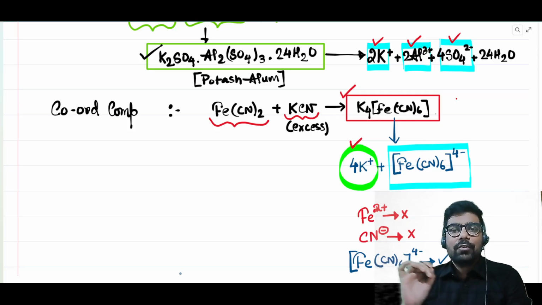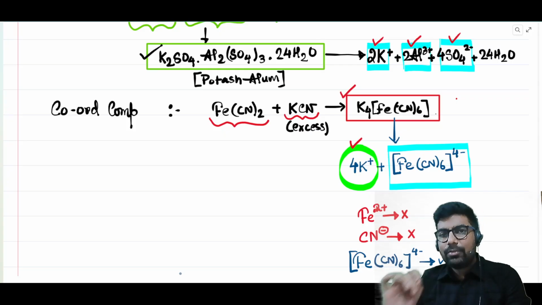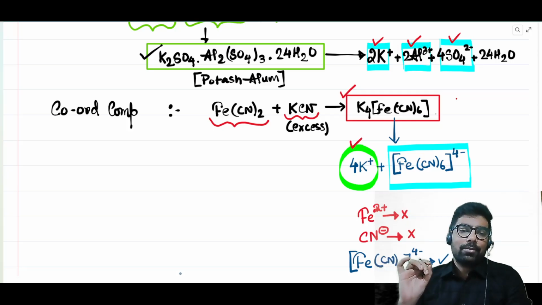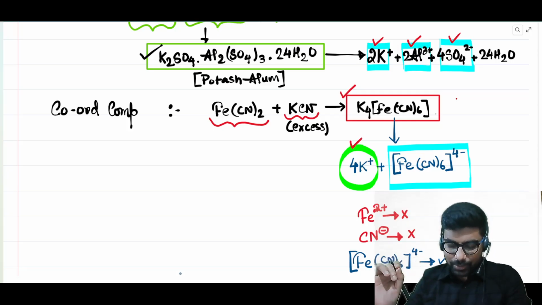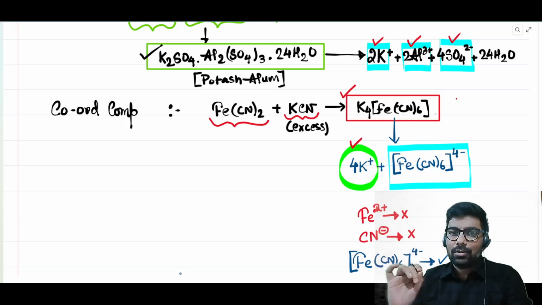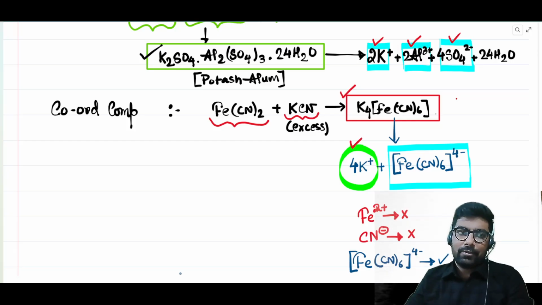Like here, if we do the test for Fe2 plus, no positive result will be there. If we do the test for CN minus, no positive result will be there. But if we do the test for the overall Fe(CN)6 group, then we will get a positive test. So that is the basic difference between a coordination compound and a double salt. They both are complex compounds. They both fall under the addition compounds also because they are formed by the addition of two or more compounds, but one has a different property from the other.